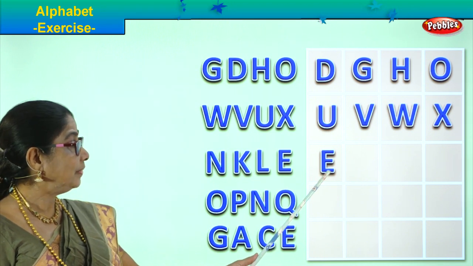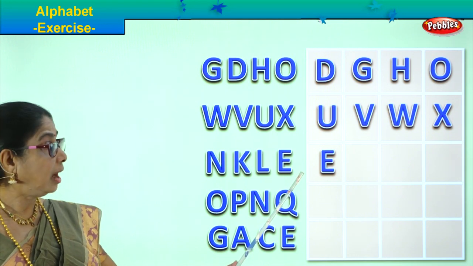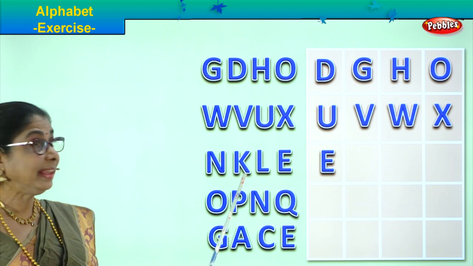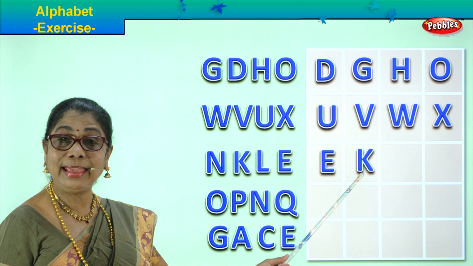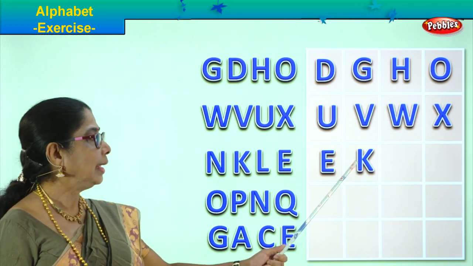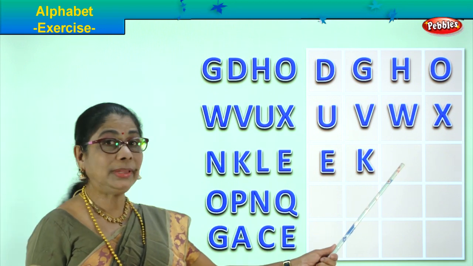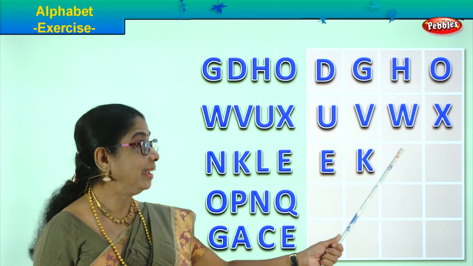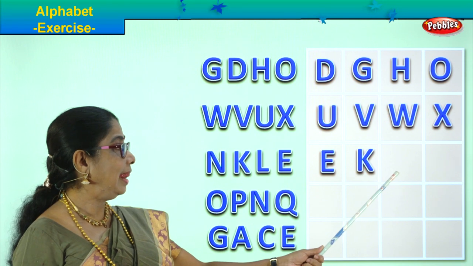E, F, G, H, I, J, K. We have letter K here. So we put the letter K here. K, king, K. What is the sound? K. K, L. We have L here. So we put the L here. What's the sound of L? L, lion. So we have E, K and L.